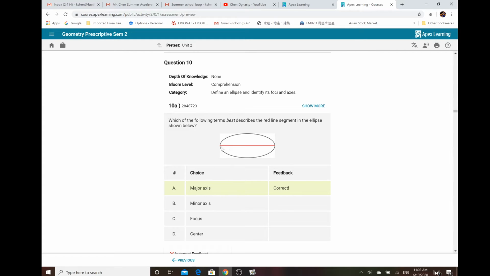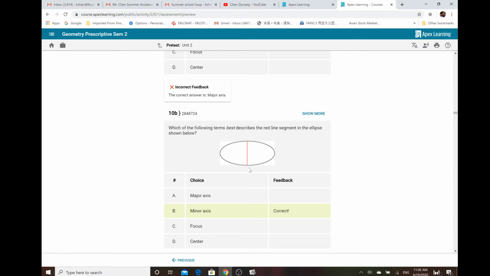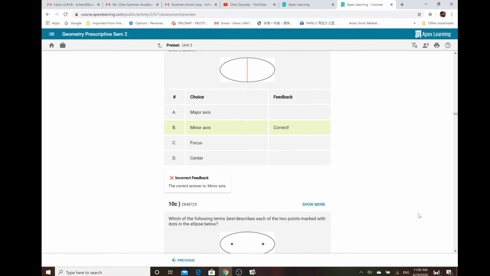Let's say that you try to find the longest distance from one endpoint to another endpoint of an ellipse. This one is called the major axis. And what about the shortest distance from one endpoint to another endpoint of the ellipse? This one is called the minor axis.